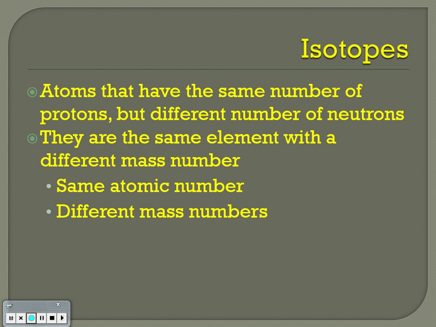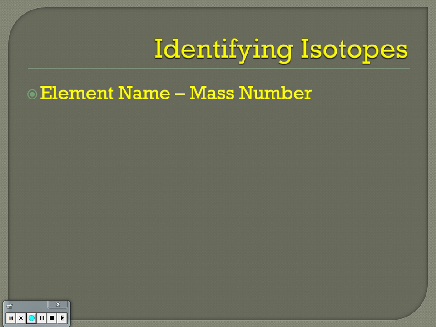All right? Okay, so how do we tell these things apart? Well, there's a couple different ways. One way is this system here where we have an element name and then we put a dash and then we put the mass number afterwards. Okay? For example, let's take a look at the sheet that I gave you today.